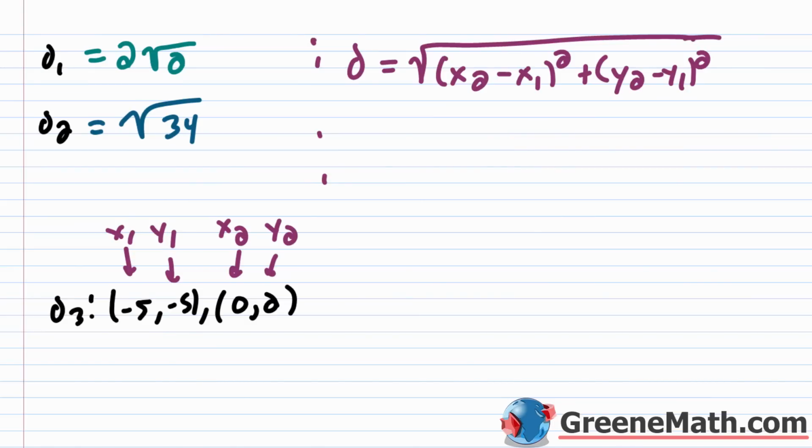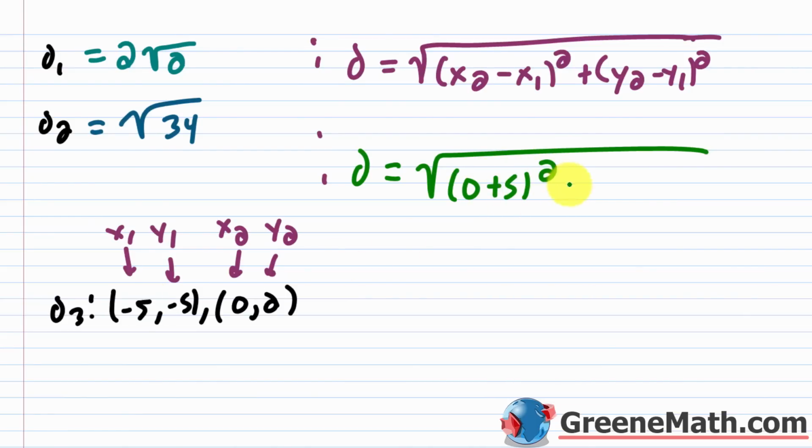Okay, for the last one that we need to find, let's say the distance is equal to the square root of, for x sub 2, it's 0. And then minus for x sub 1, it's -5. So minus a -5 is plus 5, quantity squared, plus for y sub 2, it's 2. And then minus for y sub 1, it's -5. So minus a -5 is plus 5. And this is quantity squared.